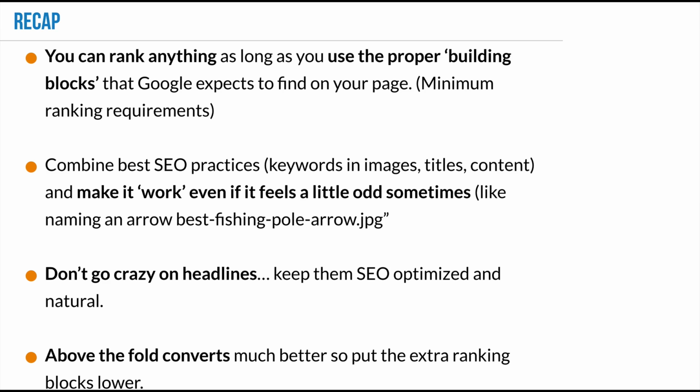The next thing you want to keep in mind is to always combine the best SEO practices. So keep the images, and keep the keywords inside the images and inside the content, even if it makes it sound a little weird, like having a small arrow that says arrow pointing to fishing pole. That might sound a little weird, but it really works. It helps you rank, and it will help the user. So you want to name them appropriately to give yourself every little bit of an advantage.